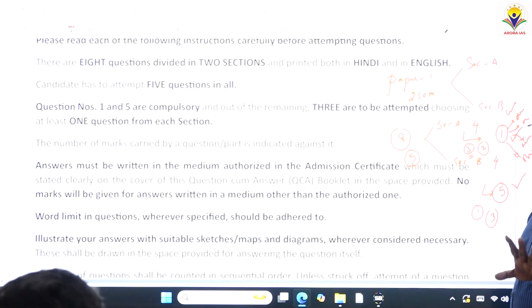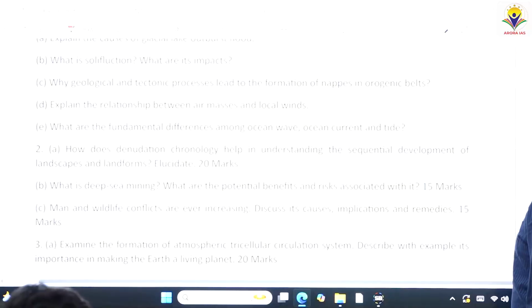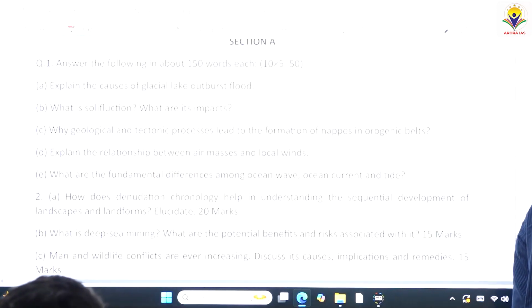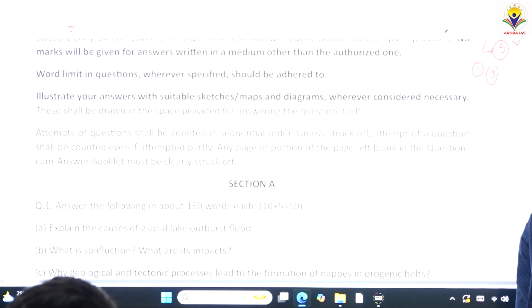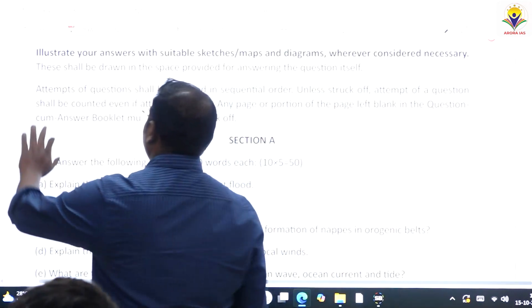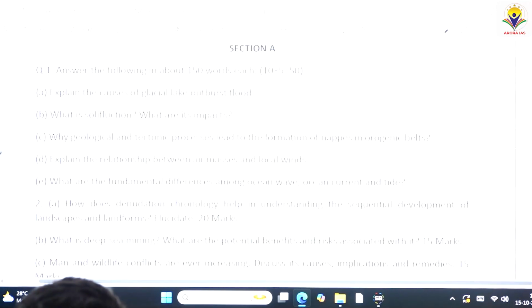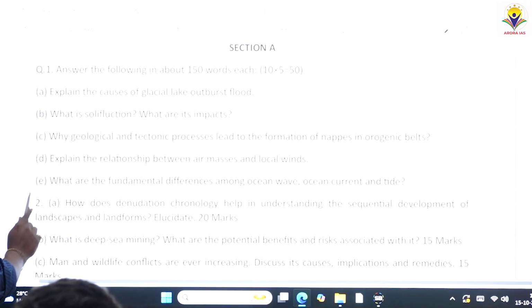I think you understand this. If we see the 2025 question paper, this is the paper 1 question paper. In this paper 1 question paper, the same first question comprises 5 questions. Each question is having 10 marks, 5 questions. There is no internal choice. You have to write all the 5 questions.